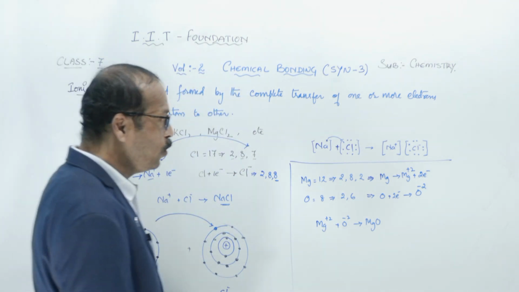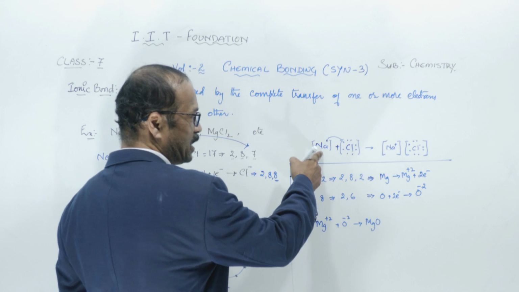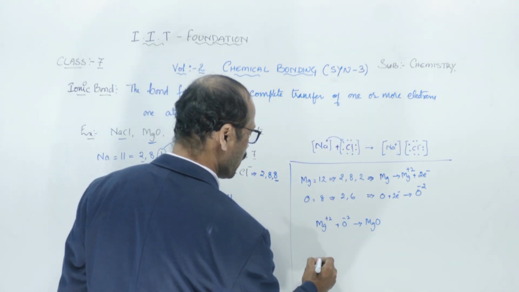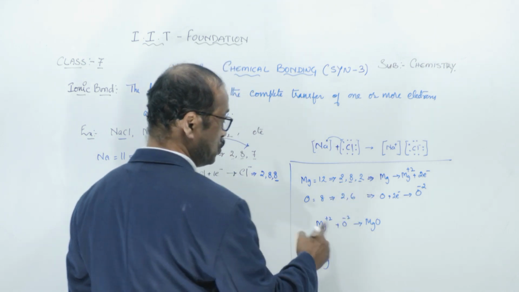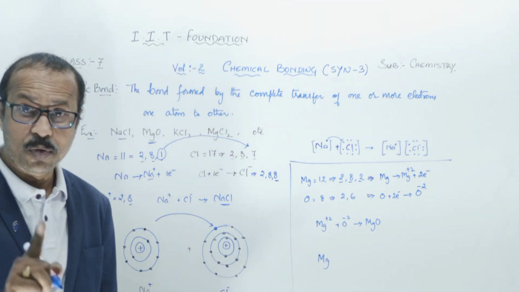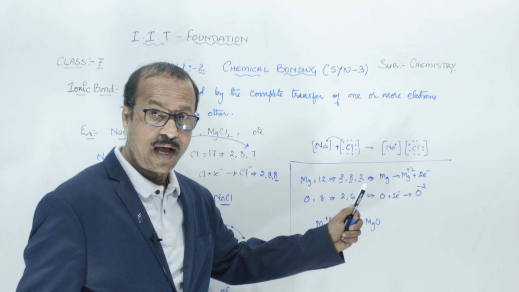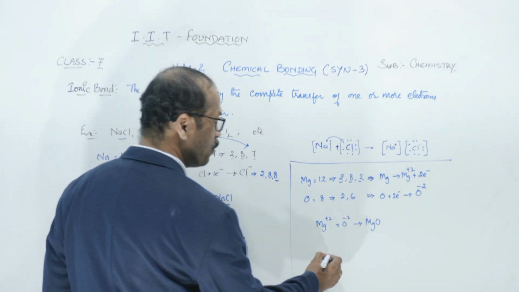Clear? So now, can we represent this also like this? Yes, we can represent it. So we can take magnesium here, 2, 8, 2. How many electrons should we represent around it? Only the 2 electrons which are present in the valence shell, the last shell. Only 2 electrons. So I'll put 2 electrons here.